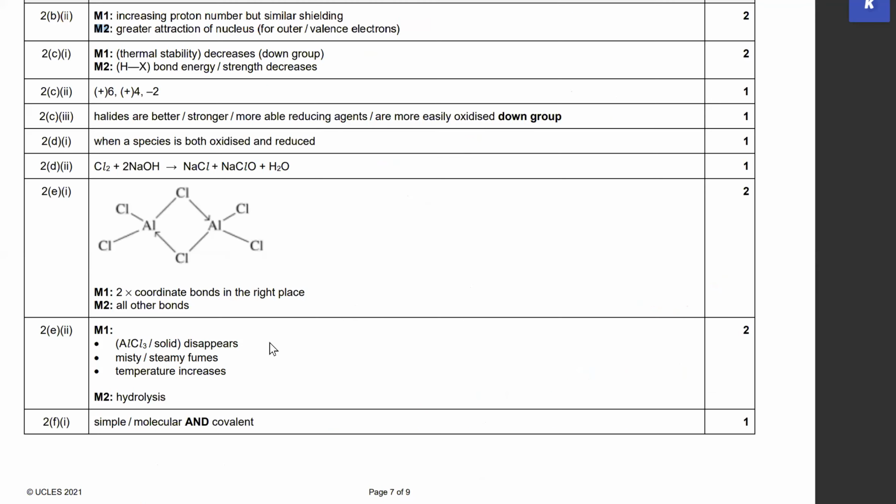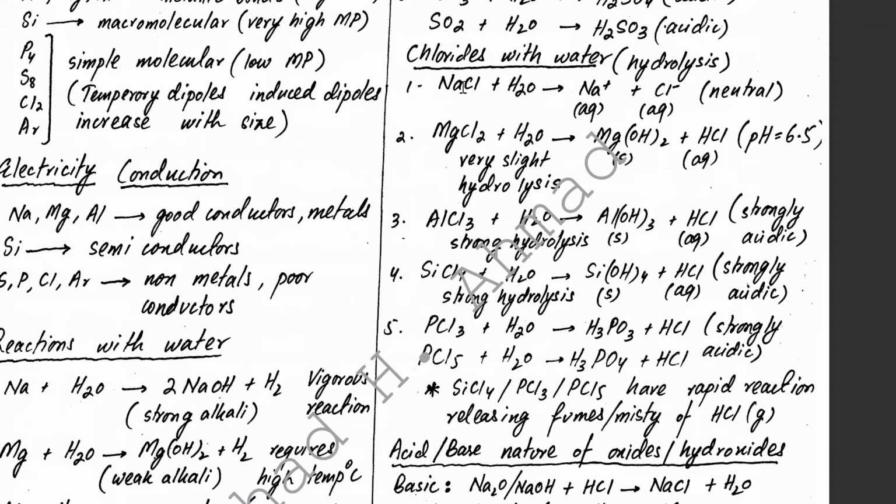So you've got to remember that when you do chlorides with water, NaCl and MgCl2 are the only ones that dissolve in water. NaCl dissolves in water, forms a neutral solution. MgCl2 mostly dissolves, but there's very, very slight hydrolysis. There would be some reaction with water to form magnesium hydroxide and HCl. So the pH would be very, very slightly acidic, but very little reaction. It's mostly going to dissolve. AlCl3 undergoes strong hydrolysis, SiCl4 strong hydrolysis. The other ones are also going to undergo very strong hydrolysis.